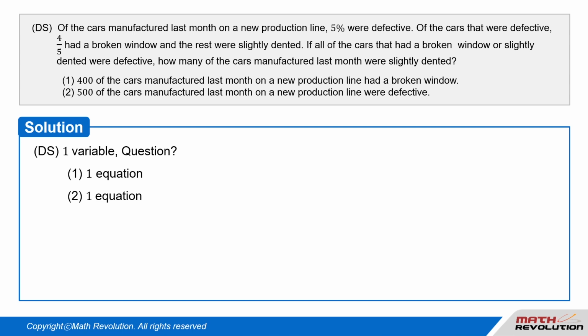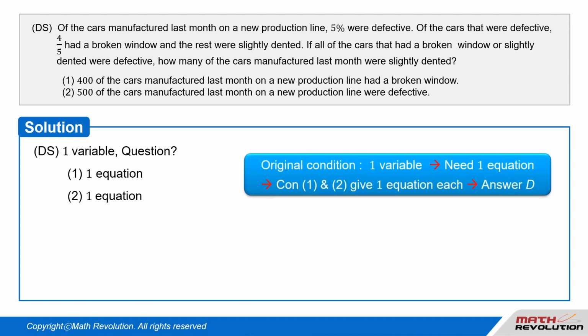Now, one variable would generally require one equation to find the value of the variable. We know that each condition should give us an equation, and each equation should be able to give us the value of the variable. So, each condition should be sufficient independently, and we should logically get an answer D.